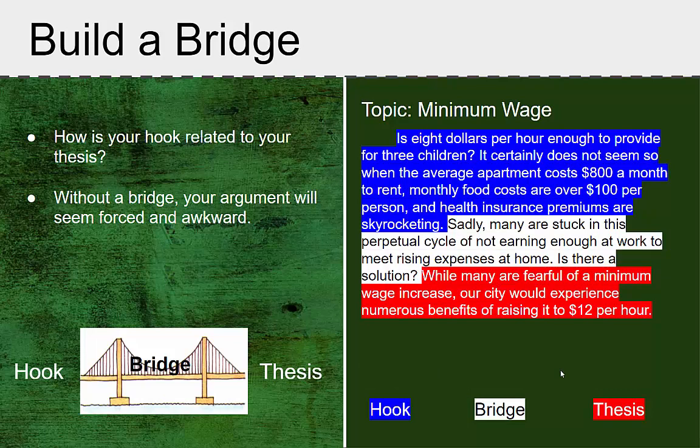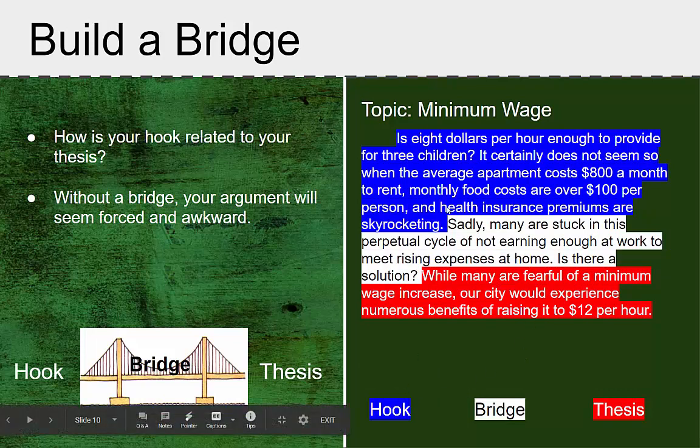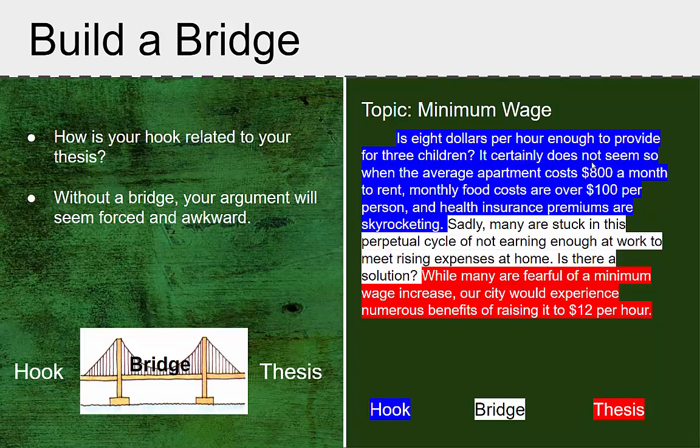Here would be another example of a bridge. So we have the hook here, and this is the one that was for minimum wage, if you remember. Is $8 per hour enough to provide for 3 children? It certainly does not seem so when the average apartment costs $800 a month to rent, monthly food costs are over $100 per person, and health insurance premiums are skyrocketing. The main point is that while many are fearful of a minimum wage increase, our city would experience numerous benefits of raising it to $12 per hour. If you went from here to here, it would be very awkward. This bridge ties it together.